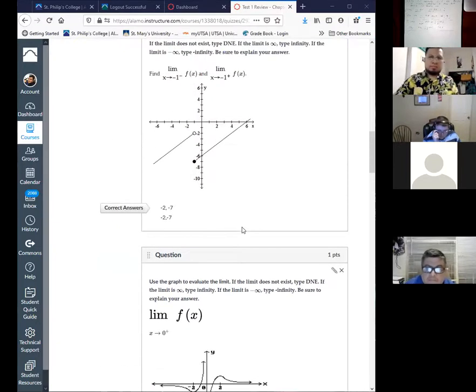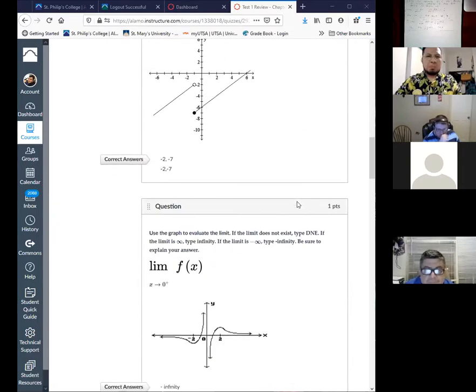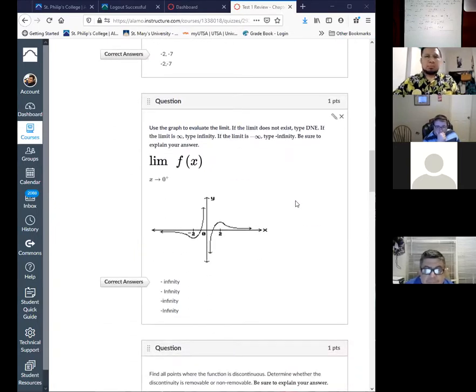Alrighty. Next one then. You guys cool on this one? Okay. So next one, still lots of theory here. Use a graph to evaluate the limit. If the limit does not exist, type DNE. If it is infinite, type this, or actually they want you to type infinity, but again, I'll be grading your handwritten work, so I don't really care what you choose as an answer choice. If the limit is -infinity, type whatever.